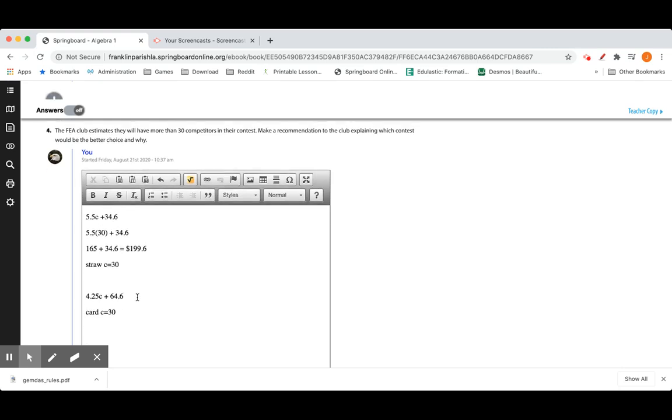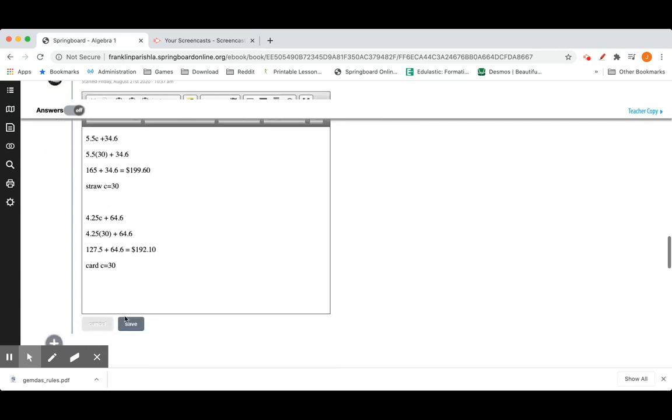Let's look at over here on the card. It'll be 4.25 times 30 plus 64.6. 4.25 times 30 is 127.5, plus 64.6, and that will equal 192.1. $192.10, basically. I can put the zeros on the end to make it look better.